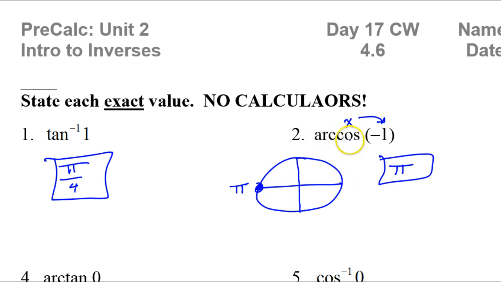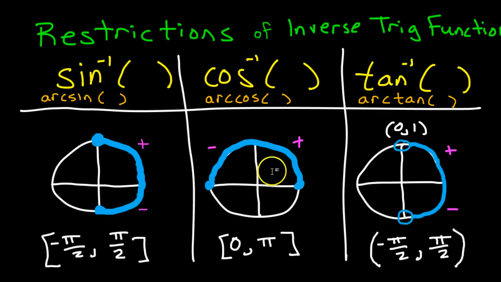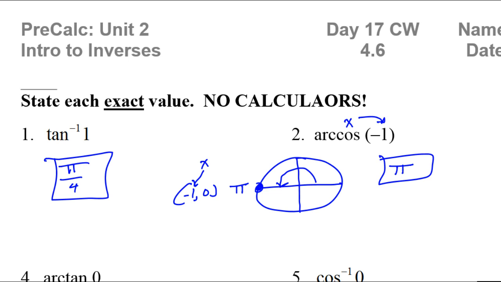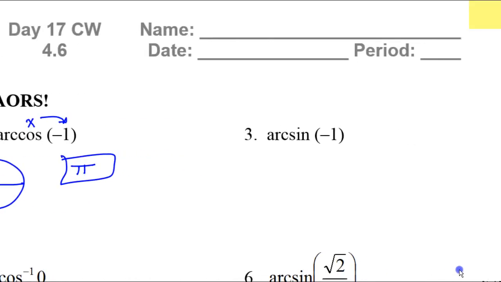Alright, arc cosine is an angle. It's the angle whose cosine is -1. Well, guess what? Pi is the angle whose cosine is -1, because this is -1, 0, and you've got your x value right there. Is this within the range restriction? Yes, it is, just barely, but inverse cosine or arc cosine is defined over there. Alright, I'm going to start going faster and faster as I feel like you're getting the idea.